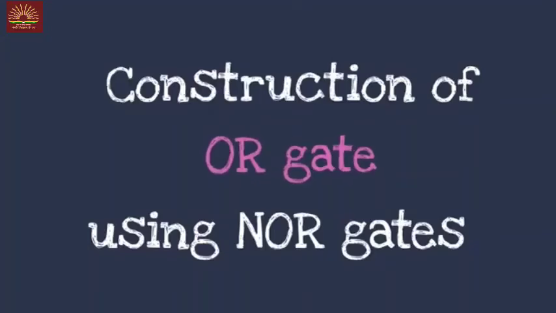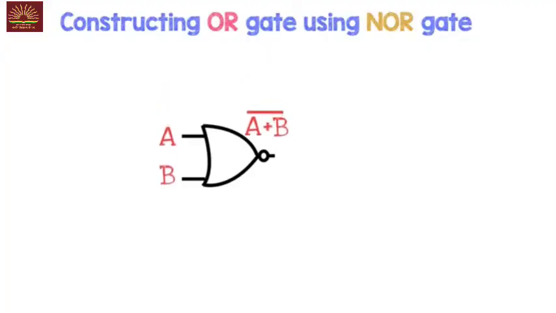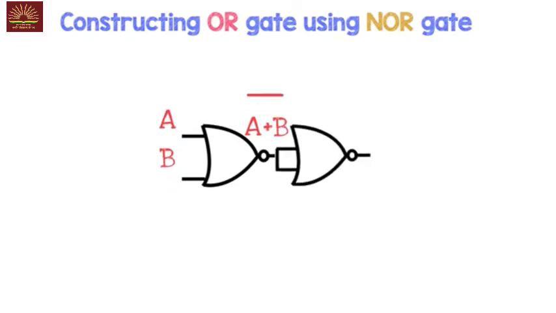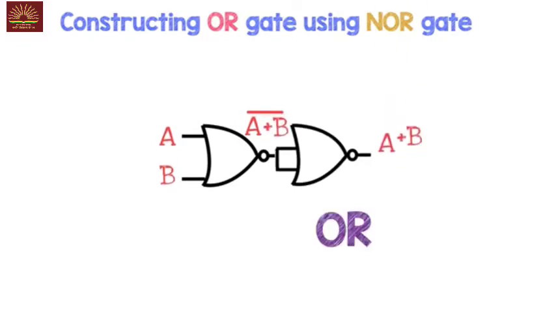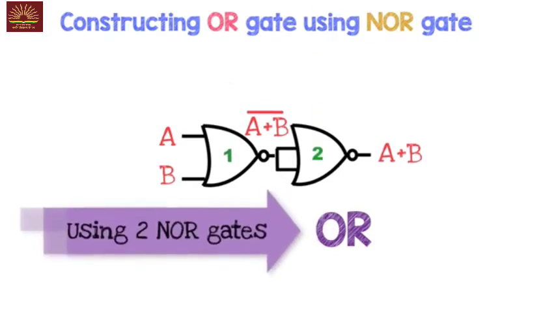The second gate we would construct is an OR gate from NOR gate. Now this is simple. If you complement the output of NOR gate, we get an OR gate. Thus, we connect a single input NOR gate. We have done this using two gates.